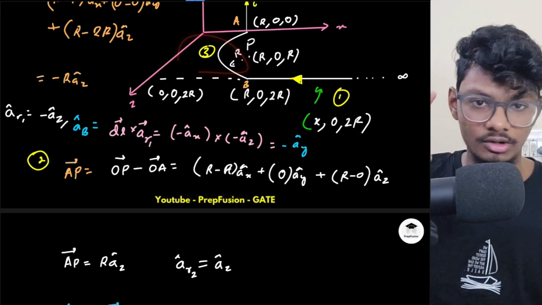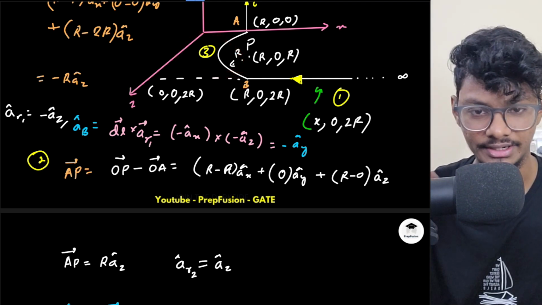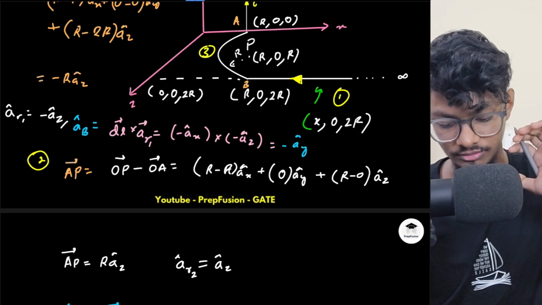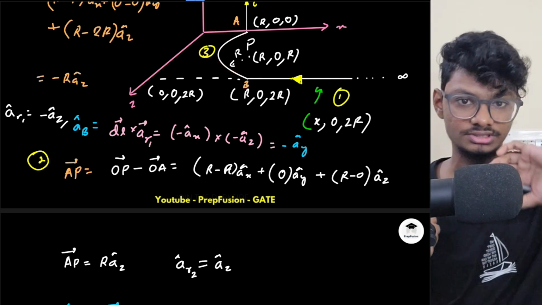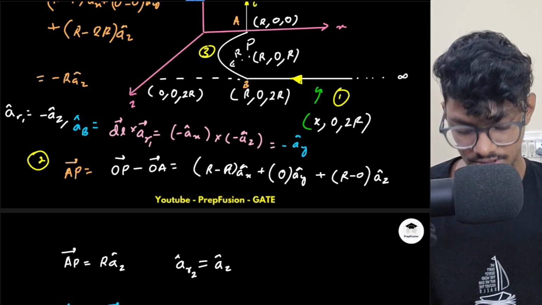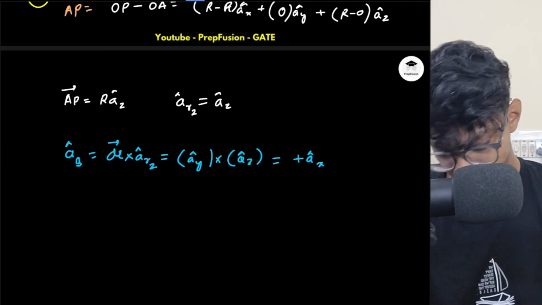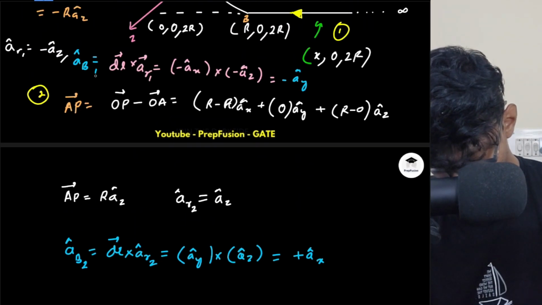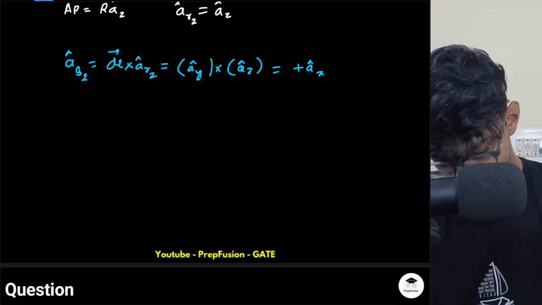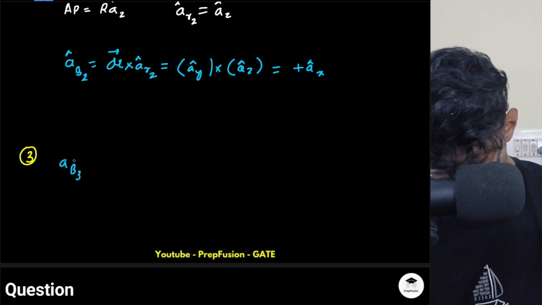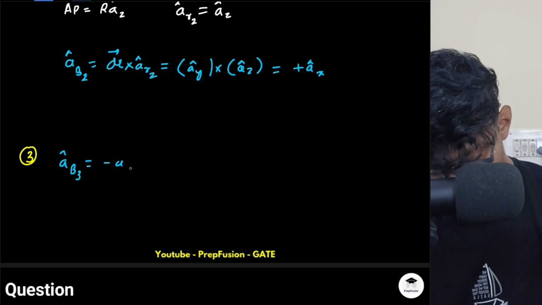For the third case, I will not use the cross product, it would just be hectic. If I just simply curl my fingers along the loop, it is in the minus a_y cap direction. So this direction will be minus a_y cap. So this is dB1, dB2, and for the third section, dB3 will be in the minus a_y cap direction. Now directions have been found out.